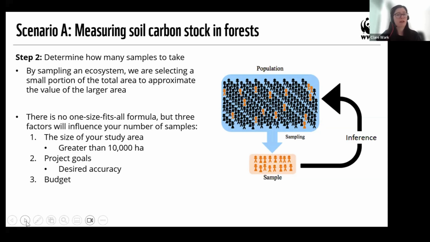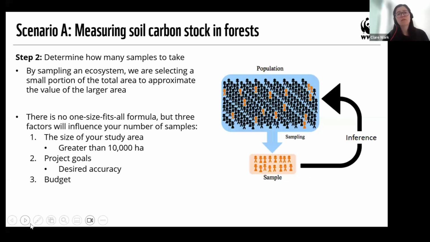In this scenario, we're imagining a larger forest, so over 10,000 hectares. And I just want to flag that even if you have a larger study area, it doesn't necessarily equal more samples. An example of that could be if you are looking at a large, uniform, even-aged forest plantation, there will be a lot less variation across the landscape compared to a smaller natural forest that is prone to wildfire. But that being said, the size of your study area is still something that you'll want to consider when you're determining how many samples to take.